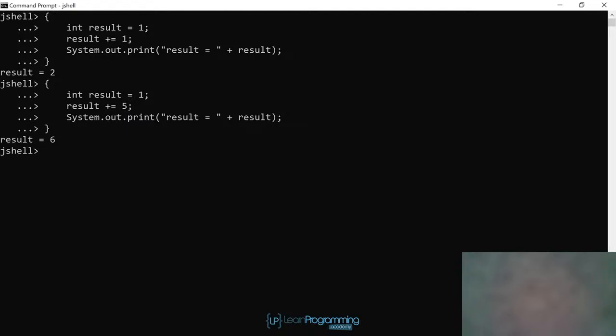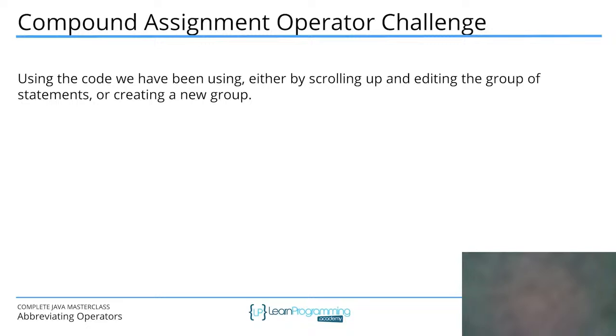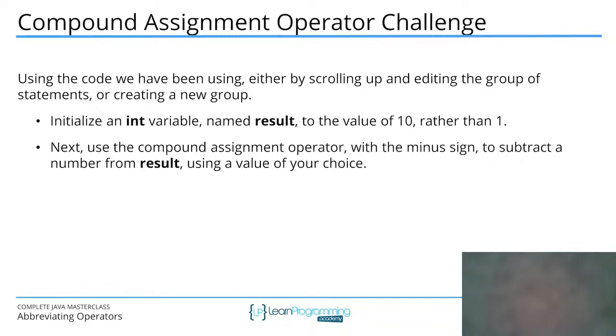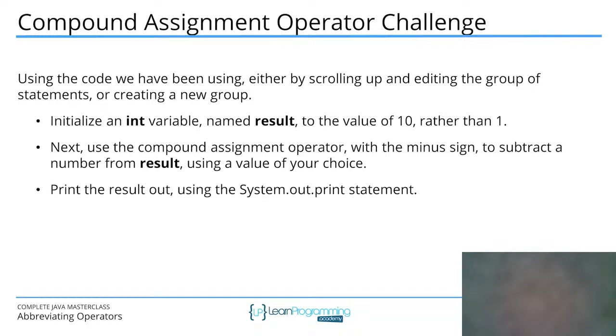Let's make this a little more interesting by giving you a challenge. Using the code we have been using, either by scrolling up and editing the group of statements or creating a new group, initialize an int variable named result to the value of 10 rather than 1. Next, use the compound assignment operator with the minus sign to subtract a number from result using a value of your choice. Print the result out using the System.out print statement.